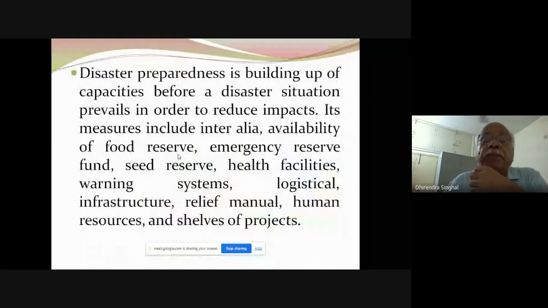Now, disaster preparedness is building up of capacities before a disaster situation prevails in order to reduce impacts. Its measures include, inter alia, availability of food reserves, emergency reserve funds, health facilities, warning systems, logistical infrastructure, relief manual, human resources, and so on.